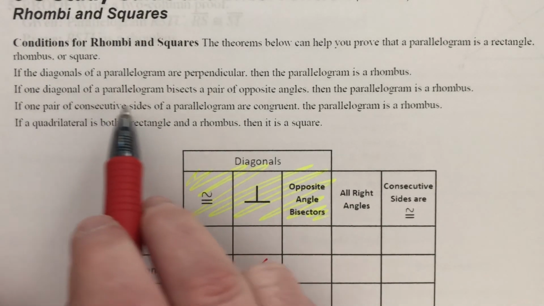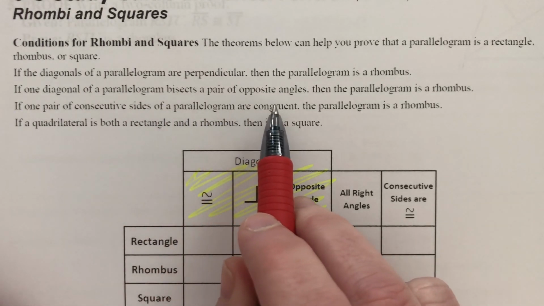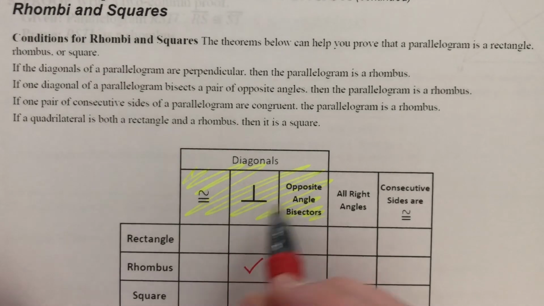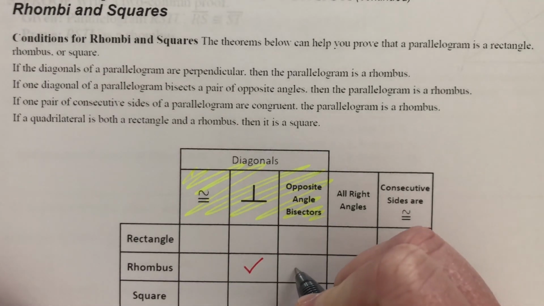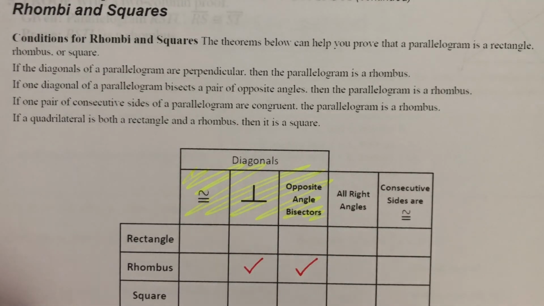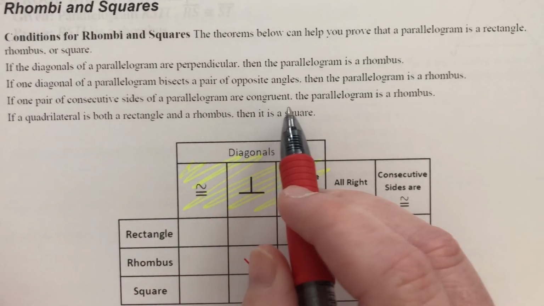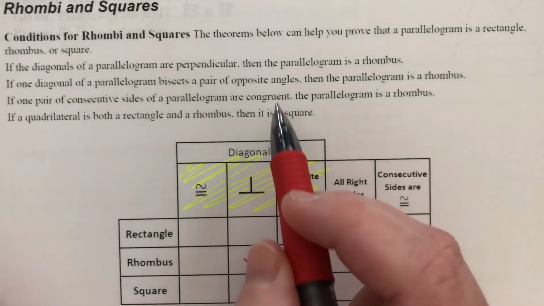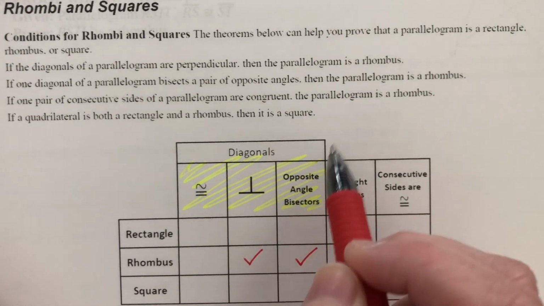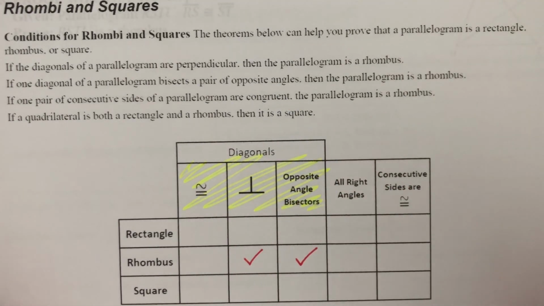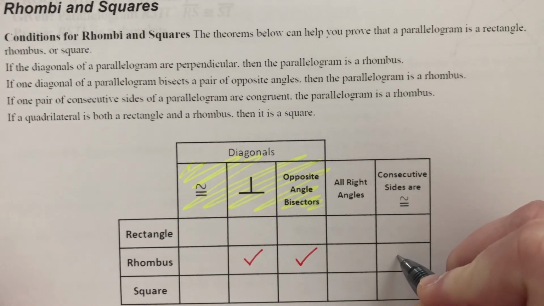If one diagonal of a parallelogram bisects a pair of opposite angles, then the parallelogram is a rhombus. So if a diagonal cuts opposite angles in half, then it is a rhombus. Opposite angle bisectors, that's true. These qualify as rhombi. If one pair of consecutive sides of a parallelogram are congruent, then it's a rhombus. So the side and the bottom, or the side and the top. If they are the same length, then we know it qualifies as a rhombus. So consecutive sides are congruent.